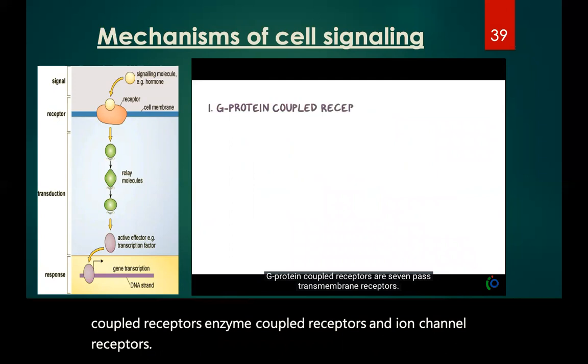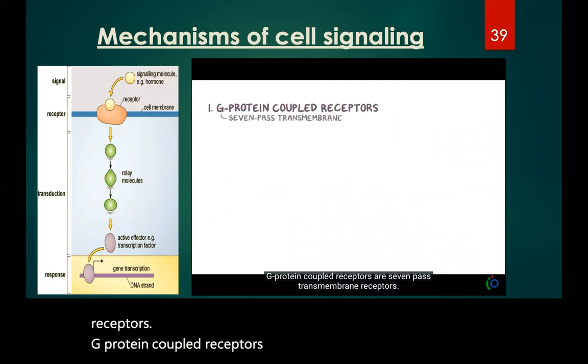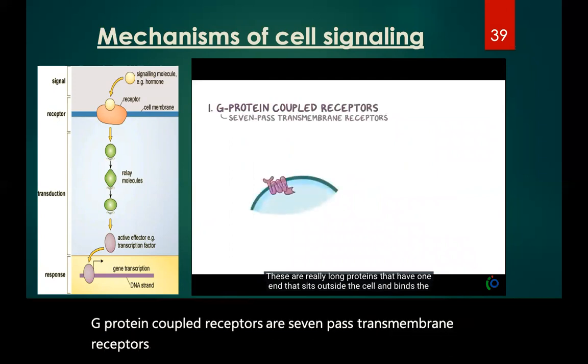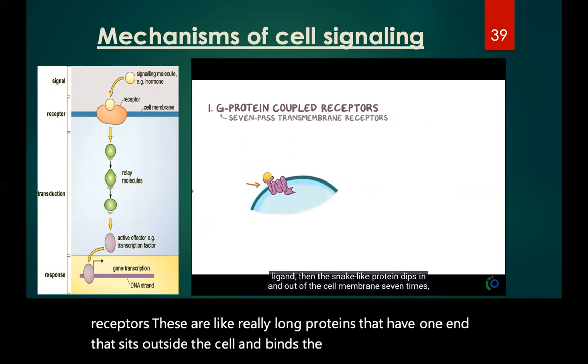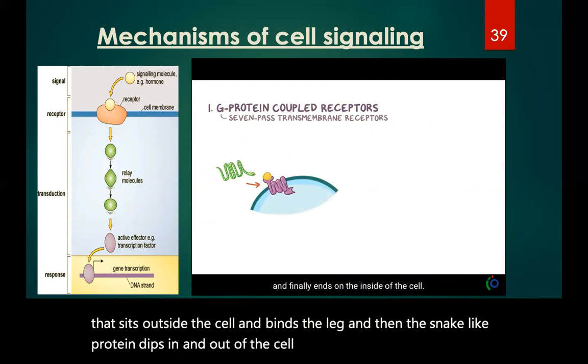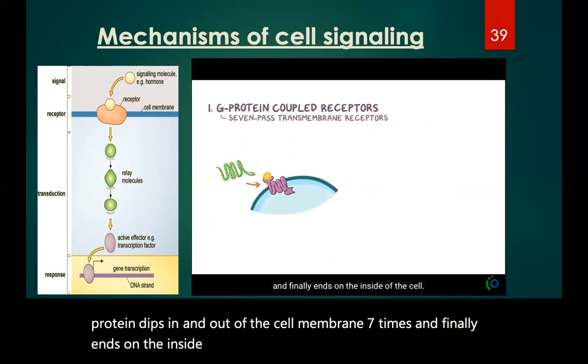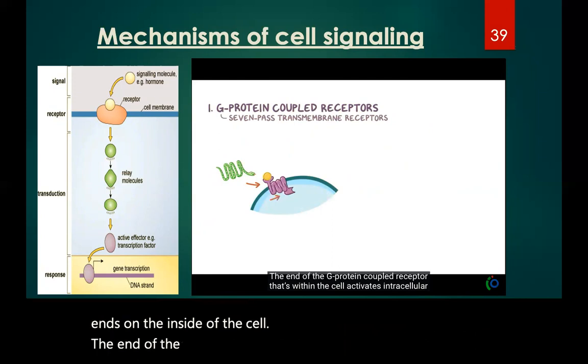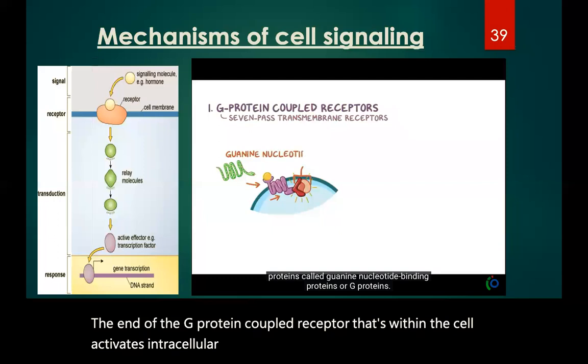G protein coupled receptors are 7-pass transmembrane receptors. These are like really long proteins that have one end that sits outside the cell and binds the ligand. Then the snake-like protein dips in and out of the cell membrane 7 times and finally ends on the inside of the cell. The end of the G protein coupled receptor that's within the cell activates intracellular proteins called guanine nucleotide binding proteins, or G proteins.